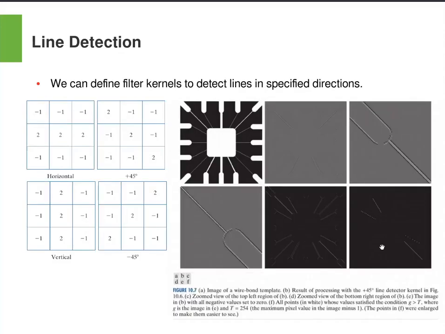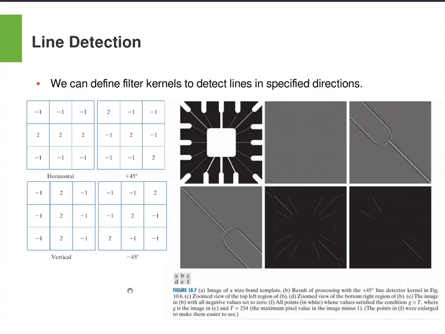What if we want to locate lines that are not only in horizontal and vertical directions? In this case we can use modified kernels to achieve this. Here is the set of 4 kernels that we can usually use. This one is for detecting horizontal lines, this one is for detecting lines with the angle 45 degrees, this one is for vertical lines, and this one is for detecting lines in the direction negative 45 degrees.